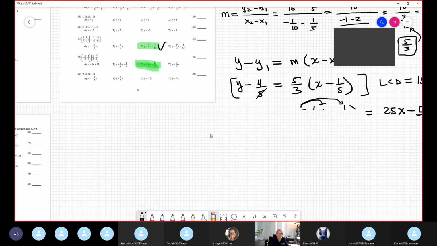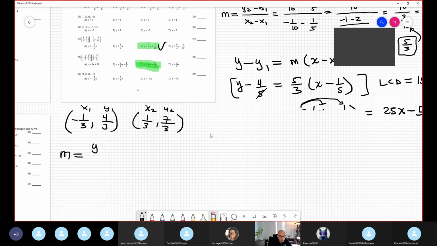Okay. And 28, the point is negative 1/3, comma 4/3. I need to see the sign. Correct, 1/3, 7/3. Okay, this is x1, y1. This is x2, y2. When you compute the slope, y2 minus y1 over x2 minus x1. y2 is 7/3, y1 is 4/3. x2 is 1/3 minus, and x1 is -1/3, double minus becomes positive.